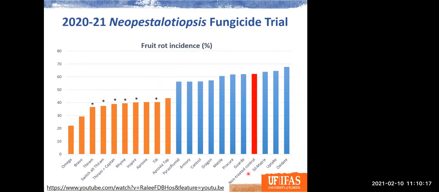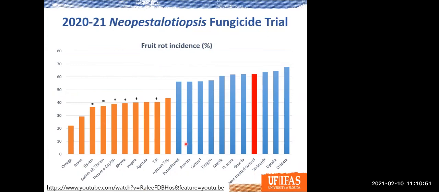The red bar here is our non-treated control, where we inoculated and didn't treat it with anything. The products here in blue were considered not effective, meaning they're not statistically different than the non-treated control. All the treatments here in orange were statistically better than the non-treated control, even though I wouldn't say they're highly effective, because as you can see, most of these only reduce disease to maybe about 50% of what you have in the non-treated control.